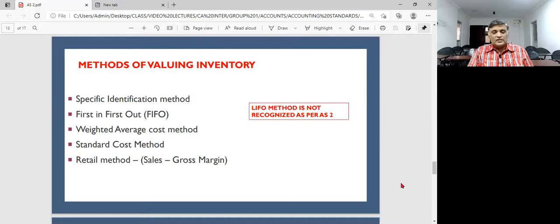What are the various methods which are prescribed by the standard for inventory valuation? Number 1 is the specific identification method. Number 2 is the FIFO, first in, first out. Number 3 is the weighted average cost method. Number 4 is the standard cost method. And number 5 is the retail method, right? LIFO, last in, first out method, it is not recognized as per AS2. Let's be very clear with that, right? So LIFO method is not recognized by AS2. There are only 5 methods, which is the specific method, FIFO, weighted average, standard cost, and retail method.